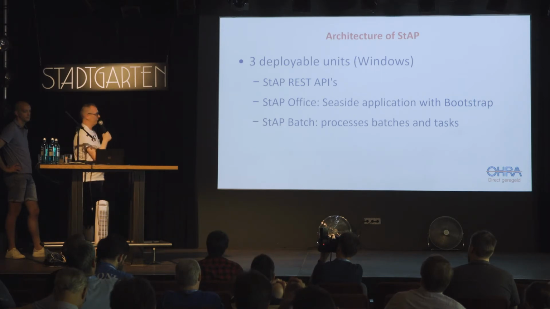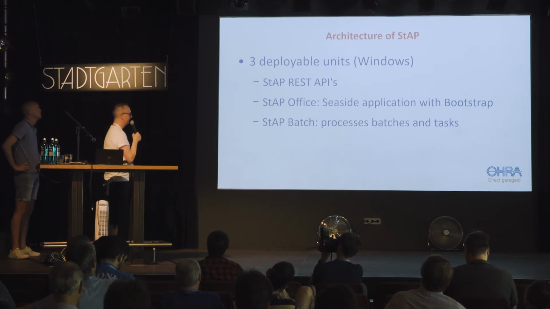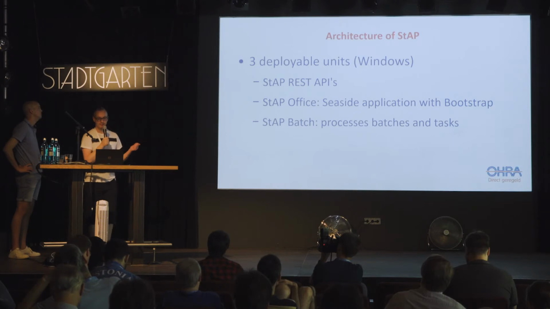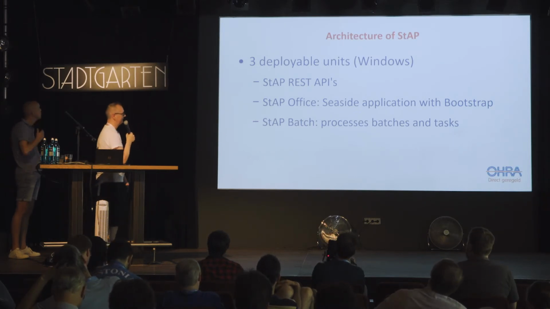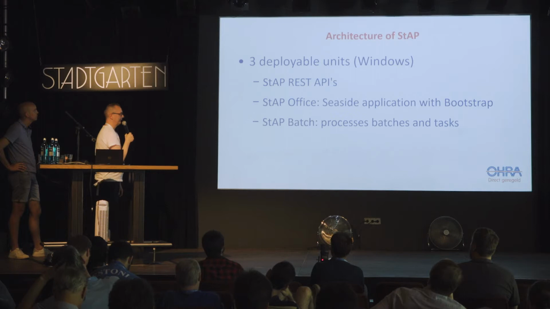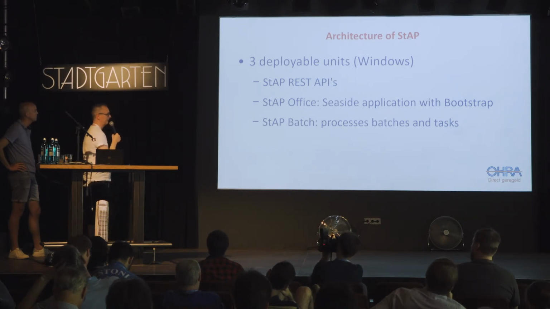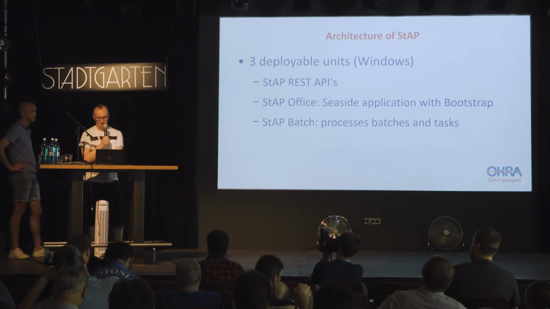So what does StAP look like? We have three deployable units under Windows still. It's the REST APIs that feed the screens with the shops you just saw. And there is a Seaside single page application that our colleagues use to manage the policies and the claims. And there is a batch process that does batches and chores for the other two.